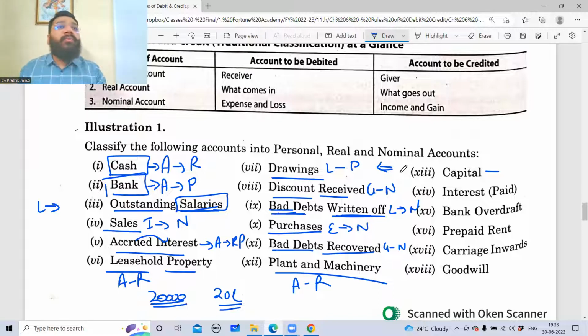So owner, who are you? I'm a natural personal account, or an artificial personal account in some cases. So the rule that is applicable is the personal account rule. So this is liability and natural personal account in most of the cases, and in very few cases, artificial personal account.